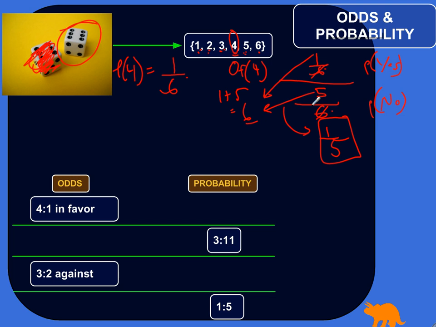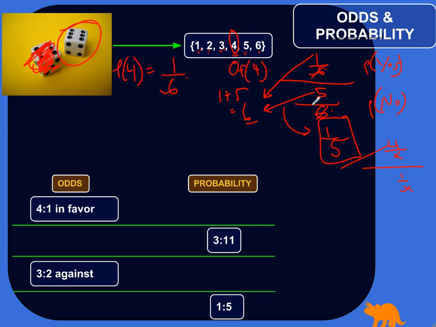Right? So we'll use that fact to convert between odds and probability. So what you would do is something like this. Okay, so let's look at this one. The odds of something happening are 4 to 1 in favor. Okay, so if we were to look at it in this kind of a format, it's 4 over something divided by 1 over something.